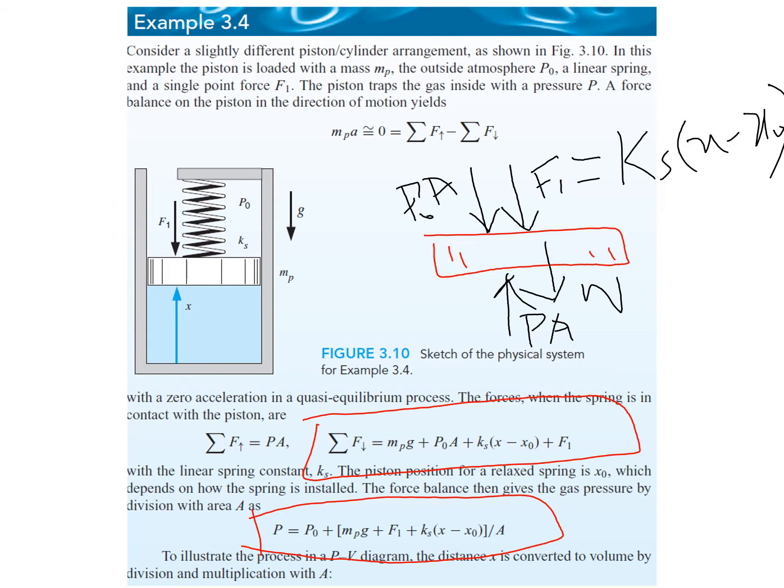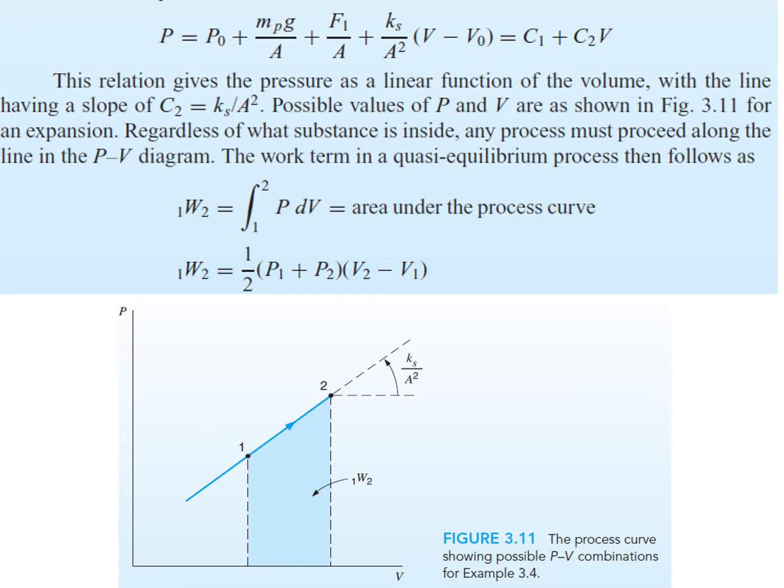The spring constant is not changing, it is constant. The area of the piston is not changing, it is constant. So every force and every parameter on this slide is constant except the pressure inside the cylinder and the volume.